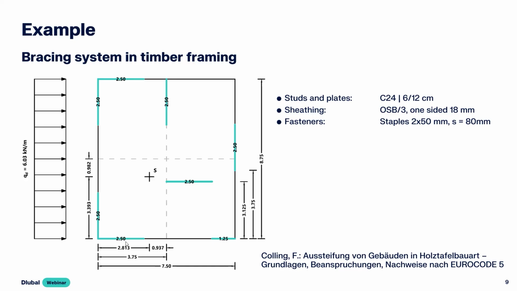Okay, let's check the building. We have a building with 7.50 by 8.75 meters. We have a few walls with a wall length of 2.50 meters, and here is a wall with 1.25 meters. You see we have the center of rigidity eccentric to the center, and we have some lateral load as a result of wind and thrust forces as design load here. It's given by 6.03 kilonewton per meter. Okay, then the question is how we can deal with it in our RFEM software.